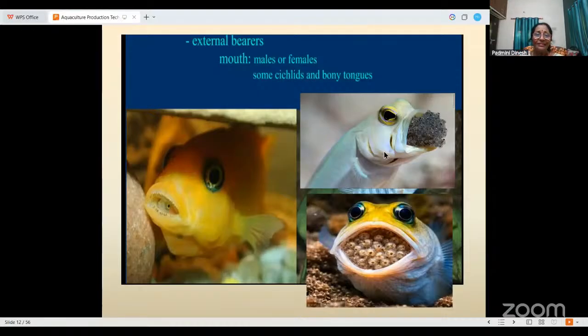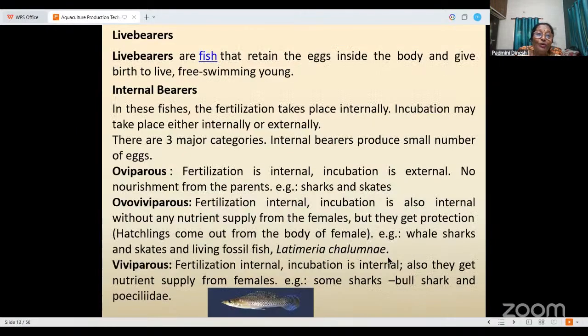Imagine the Pisces, such a tiny brain, and they have so much parental care. So nature is beautiful, right? They teach us so much about parenting. Of course, we humans might have learned how to take care of the young ones from these beautiful tiny creatures. So this is external bearers, where they keep the eggs in the mouth until they hatch. They are not going to eat, so they are going to fast 3 days, 4 days, 5 days, depending on the species. Okay, coming to live bearers.